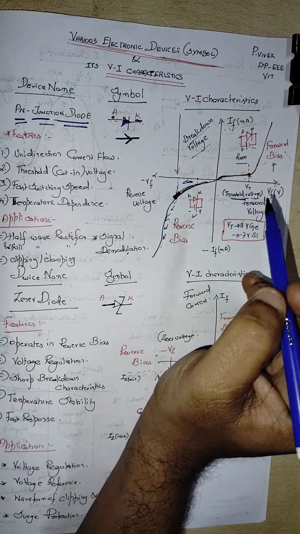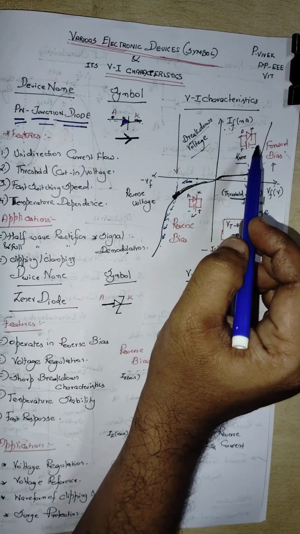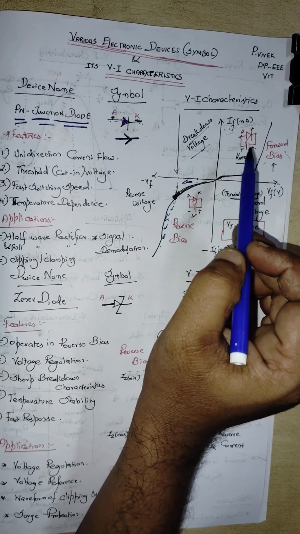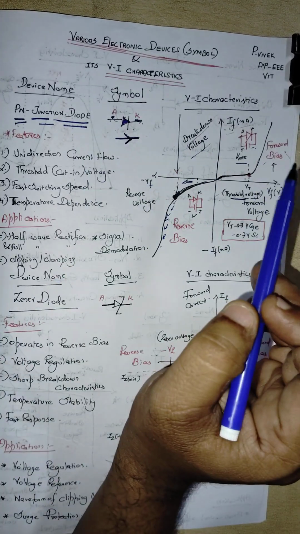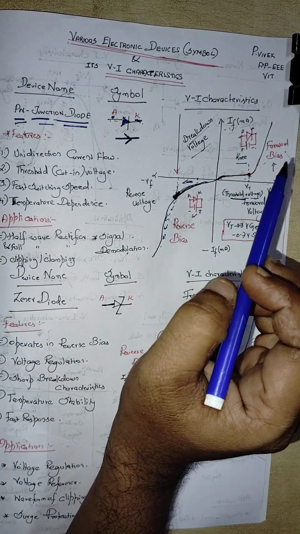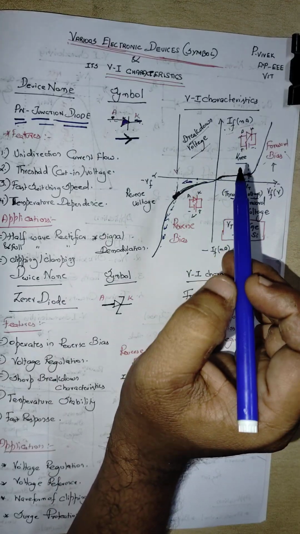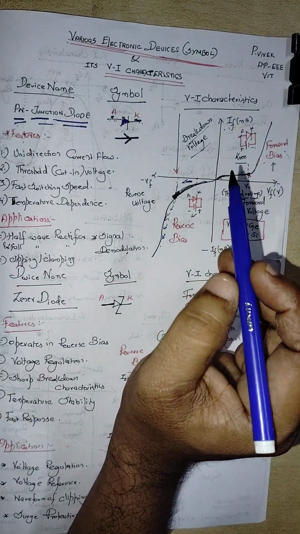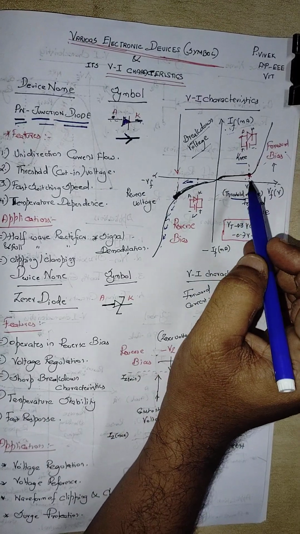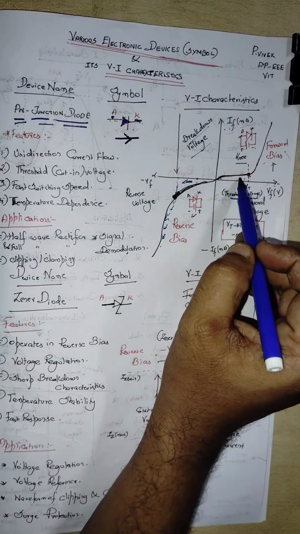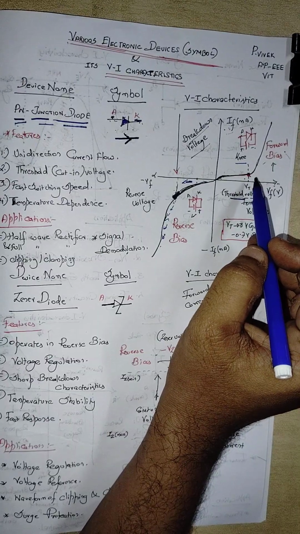When we are giving positive potential to the anode and negative potential to the cathode, the holes in the P region have some barrier to cross over to the corresponding region, and the electrons in the N region will have some barrier potential that affects the PN junction from conducting. So when we are increasing the forward voltage, after some period the device will start to conduct.